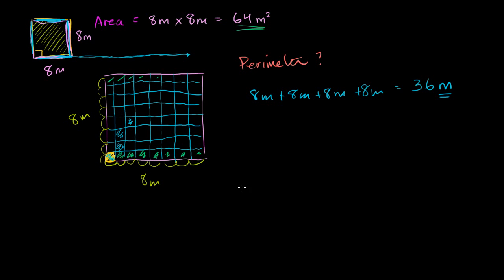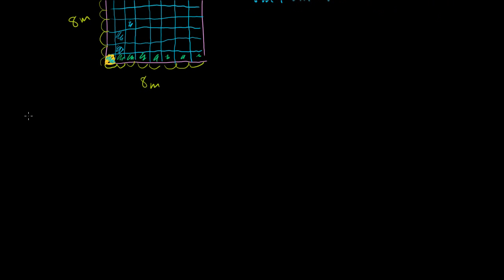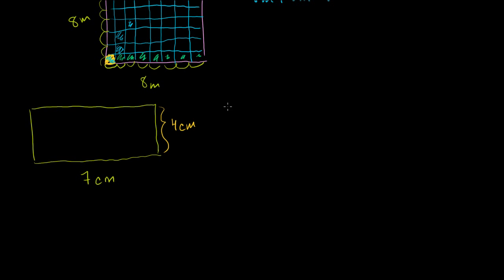Now, let's make it a little bit more interesting. What happens if instead of a square I have a rectangle? I have a rectangle like this. Let's say that this side over here is 7 centimeters. And let's say that the height right here is 4 centimeters. So what is the area of this rectangle going to be?